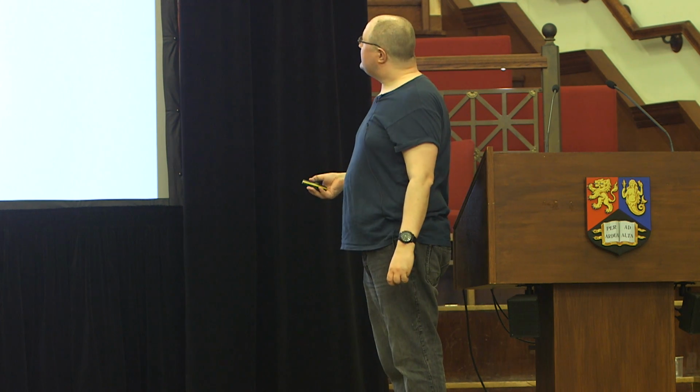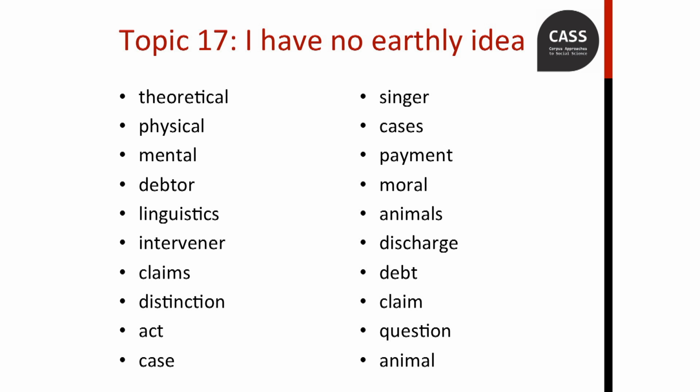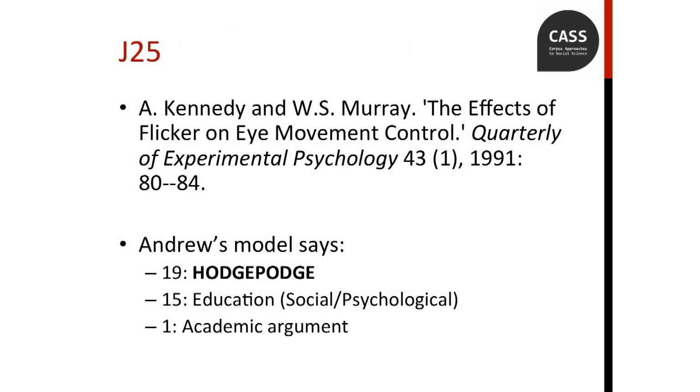Well, unfortunately, you know, fate being a cruel mistress, the top and strongest topic for that was the hodgepodge. Now, let's go back. Obviously, it's about eye flicker in experimental psychology. Obviously, right? Okay. Then we've got education, social, psychological, that makes more sense, and then the academic argument one. Okay, those 2 make sense.